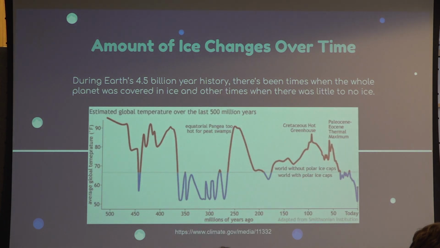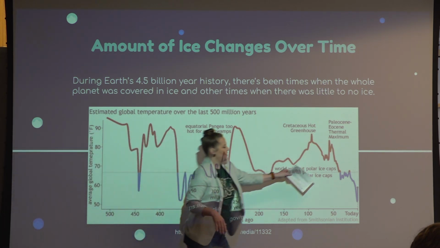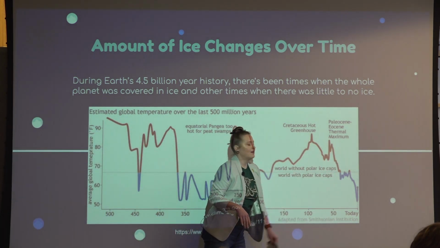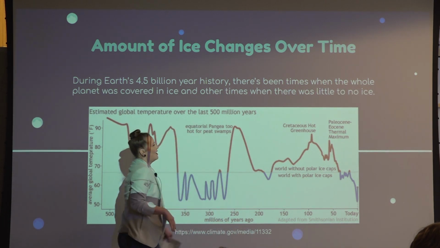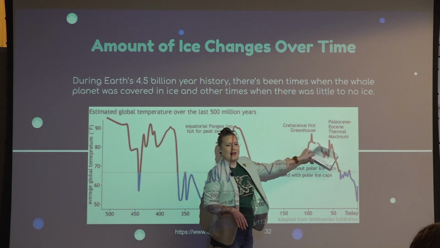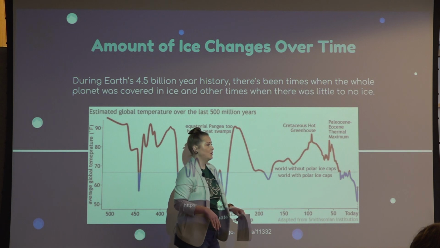If we look at that in graph form, all of the red is times when there were no ice sheets, no polar ice caps. And then the blue times are times with polar ice caps. So you can see that here recently, we've just started into our little ice age. This is the Paleocene-Eocene Thermal Maximum. This is the last time the Earth got super duper hot.